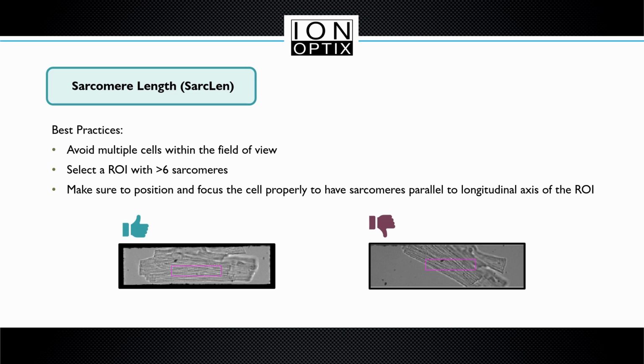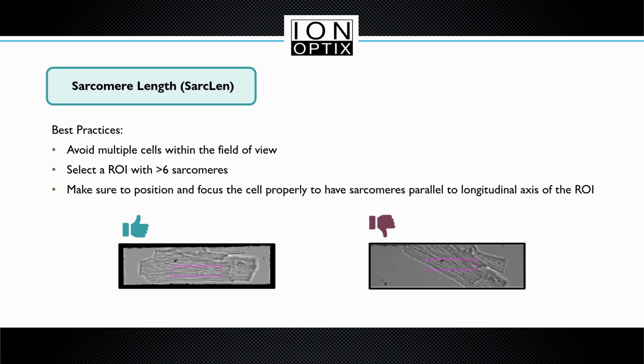For optimal sarcomere length acquisition, it's important to follow these best practices. 1. Avoid having multiple cells within the field of view to ensure accurate measurements. 2. Select the appropriate ROI size. When selecting your region of interest, avoid making the magenta rectangle too small. Aim for an ROI with more than 6 sarcomeres.